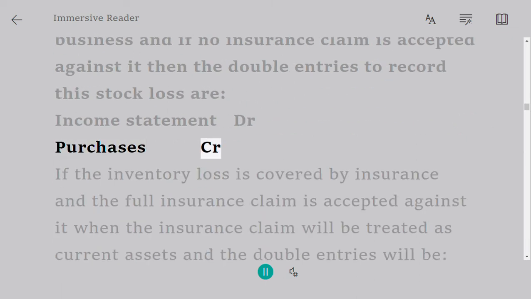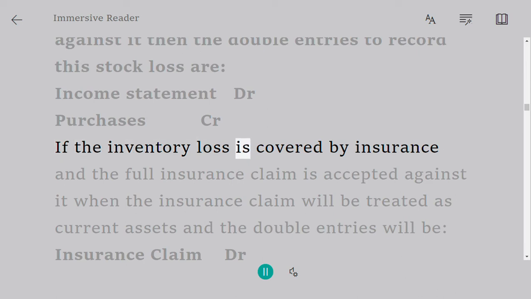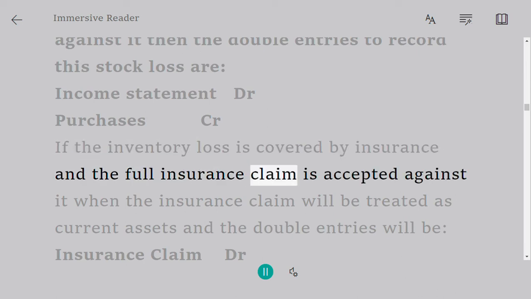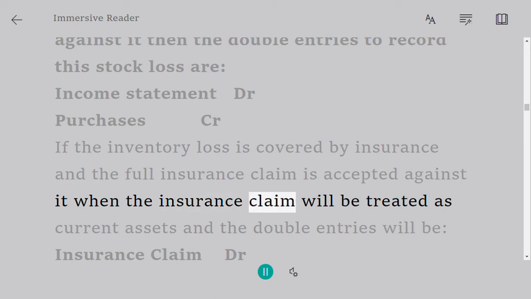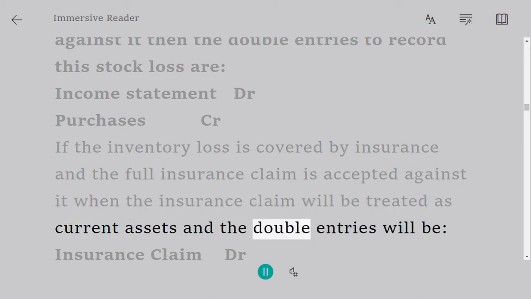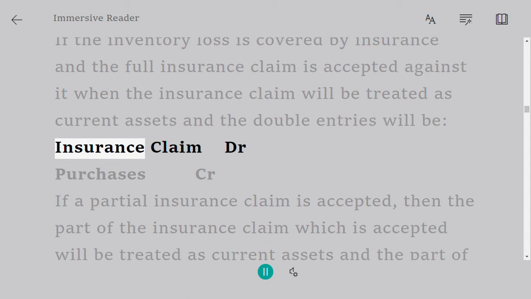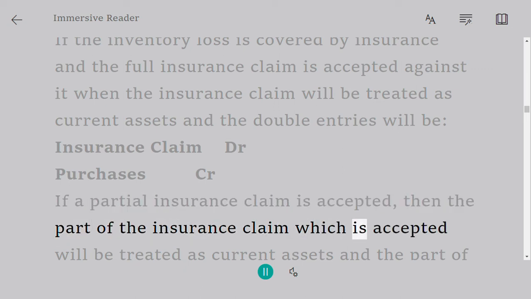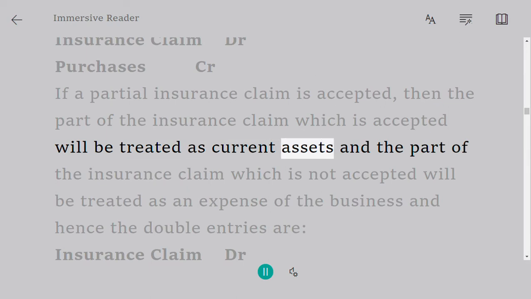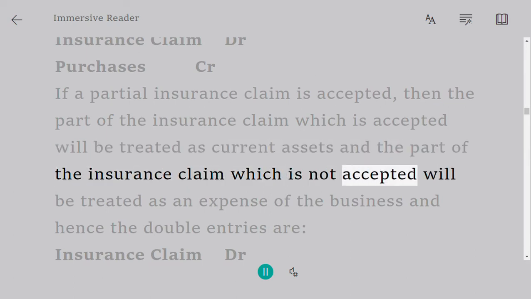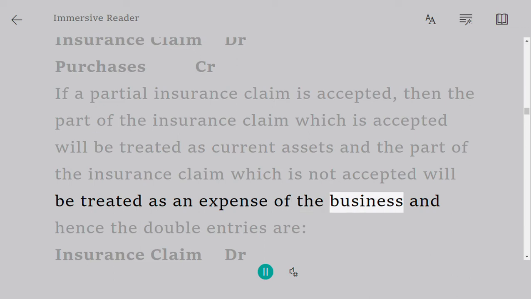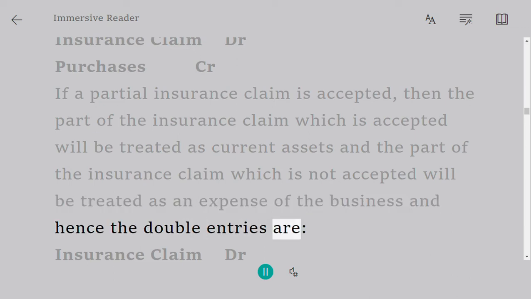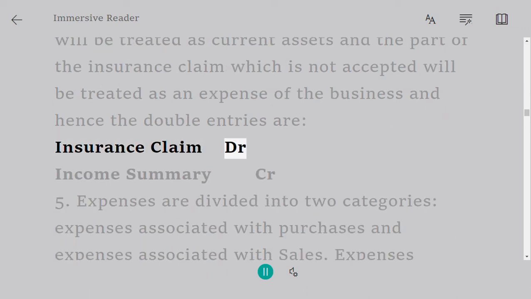Purchases Cr. If the inventory loss is covered by insurance and the full insurance claim is accepted against it, then the insurance claim will be treated as current assets and the double entries will be insurance claim Dr. Purchases Cr. If a partial insurance claim is accepted, then the part of the insurance claim which is accepted will be treated as current assets and the part which is not accepted will be treated as an expense of the business, and hence the double entries are insurance claim Dr.